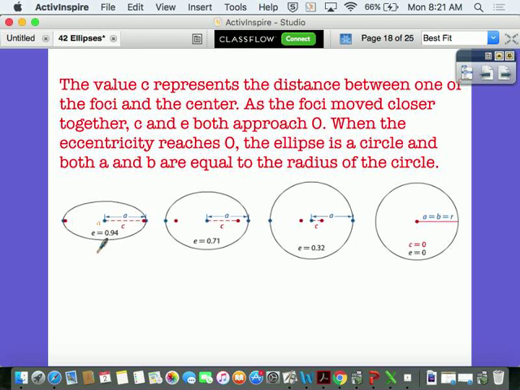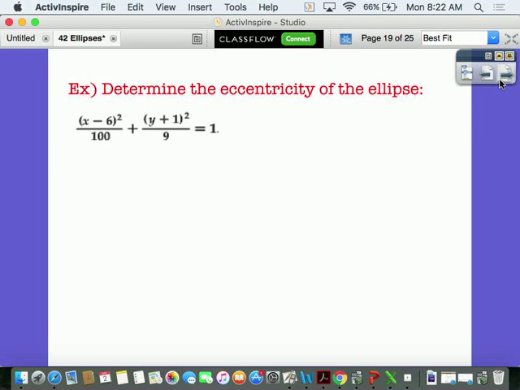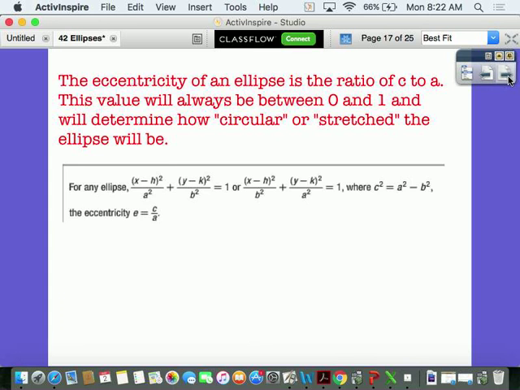Okay, so as you see, here's an example. The values are close together, so the eccentricity is going to be almost closer to 1. And then the smaller that c gets, the smaller the eccentricity gets, making it more of a circle. So to determine the eccentricity is actually pretty simple. First off, you just have to determine what is a squared, what's b squared, to help you find your c squared, and then you use that to plug into the formula of c over a.